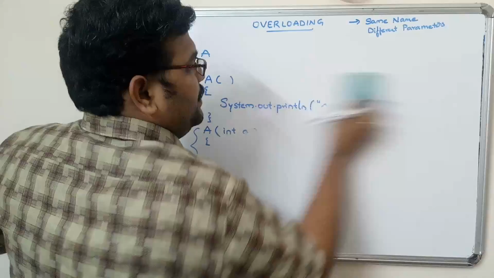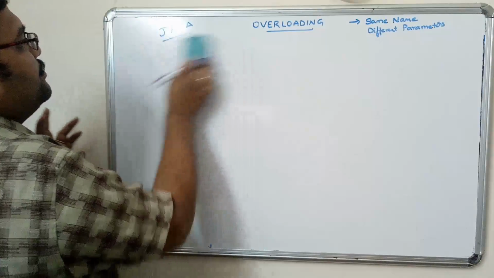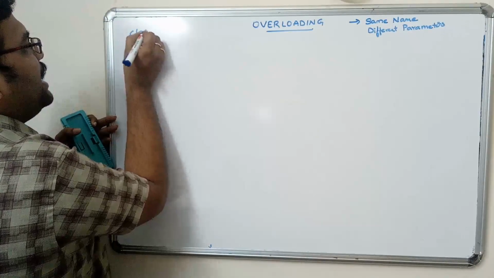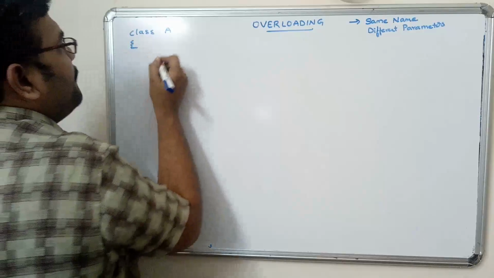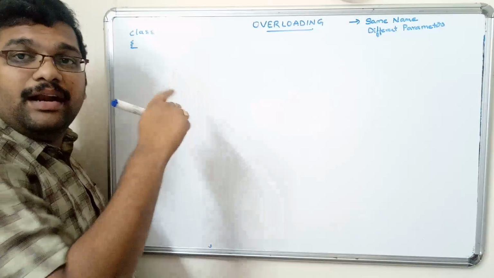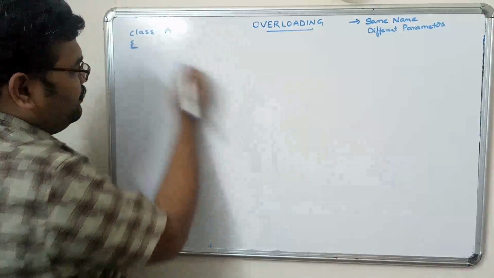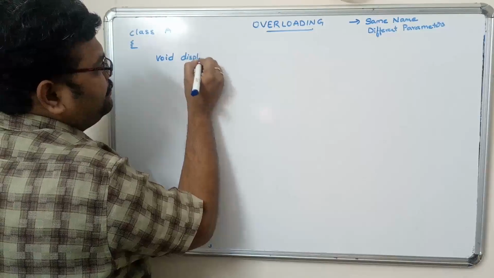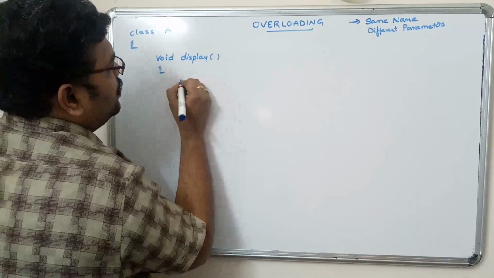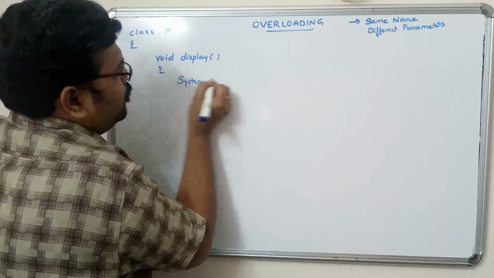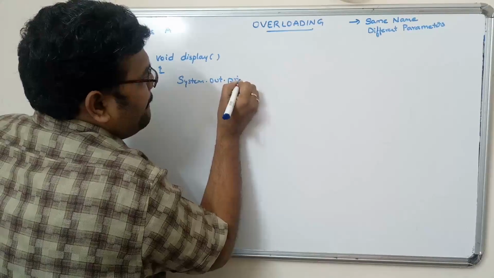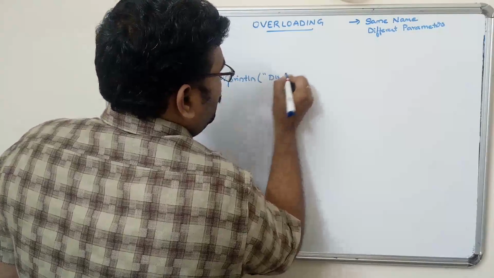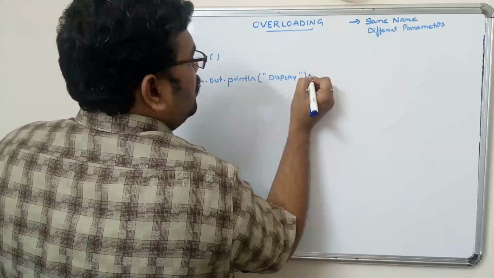Now let us see method overloading. Method overloading is also similar. Some class A. Let us write the method. Just avoid the constructor, write the method. For writing the method, first we have to write the return type. So void display, System.out.println display.